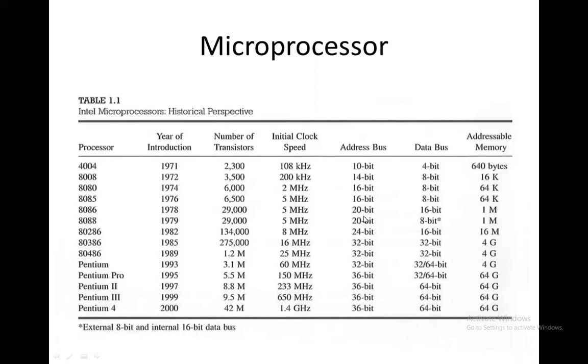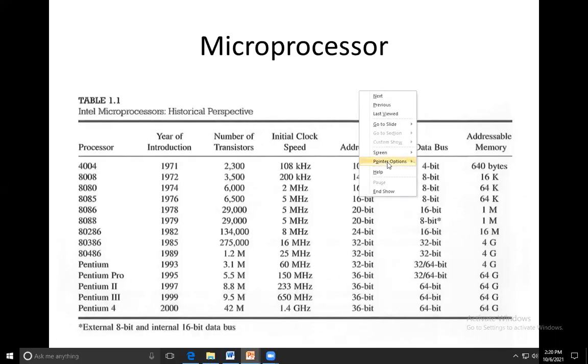So this is the microprocessor, with the historical details and the number of transistors present. For our purpose, we are discussing only one. This is the 8085 we are working with. Year of introduction is 1976. Number of transistors is 6500. Initial speed is 3 megahertz or maybe 5 megahertz.